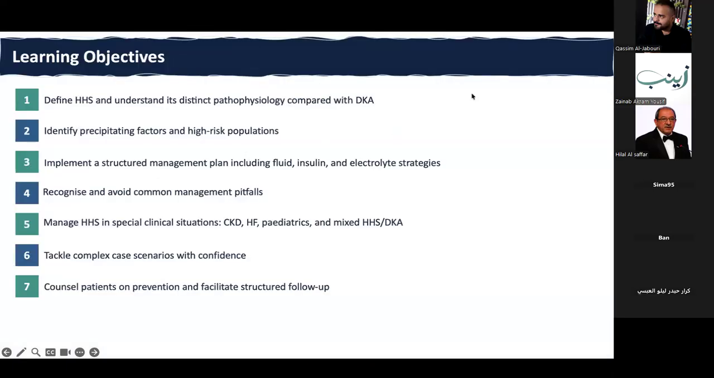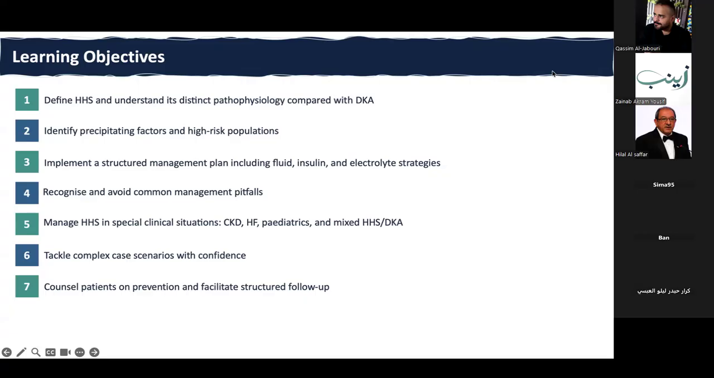The learning objectives from our lecture today will be focused on understanding the condition and how it develops, then identifying the precipitating factors, and then understanding how to approach and manage it, and what the key factors are that you need to consider when you see such patients in order to reverse the HHS. And during management, of course, there will be some complications. So you need to be aware of how to address these complications and how to prevent them.